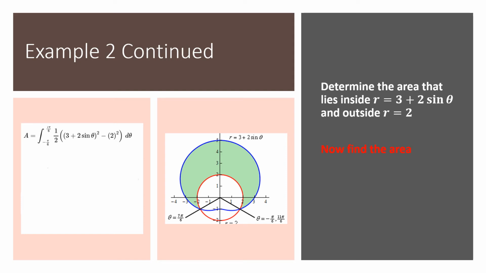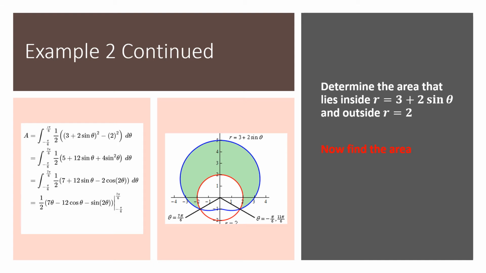But notice now that I have an outside function and an inside function, so I'm going to do 1/2 of the outside function minus the inside function squared, almost like a top minus bottom situation. All right, so when I simplify that out, I get 1/2 times 5 plus 12 sine theta plus 4 sine squared theta d theta. Cleaning that up using power reducing, I get 1/2 times 7 plus 12 sine theta minus 2 cosine 2 theta.